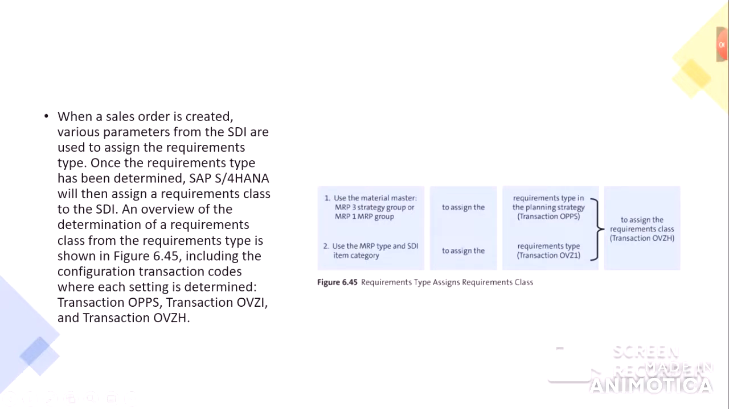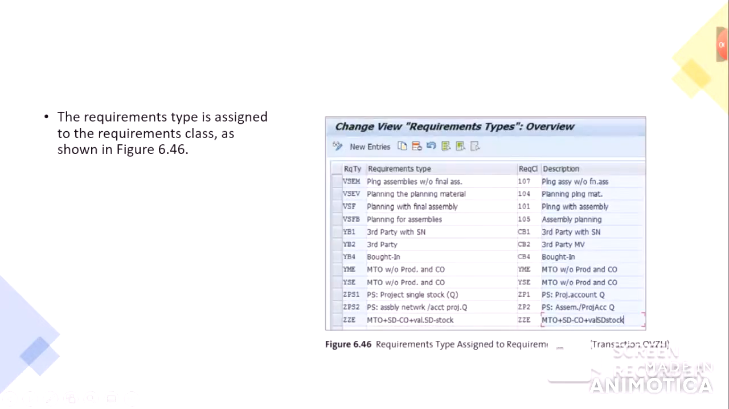Use the material master, MRP3 strategy group or MRP1 MRP group, to assign the requirements type in the planning strategy. So use MRP type and SDI item category to assign the requirements type. Both help in assigning the requirements class. The requirements type is assigned to the requirements class as shown in this figure.